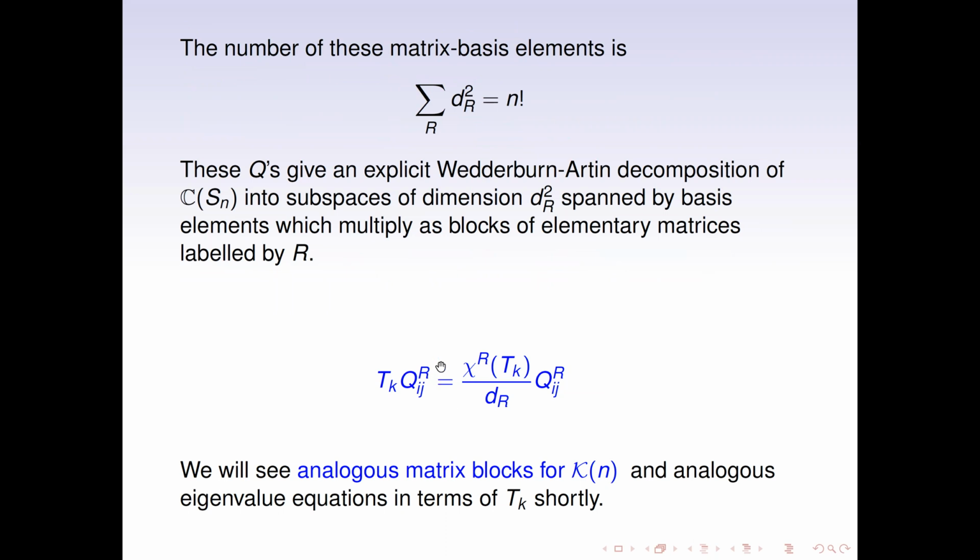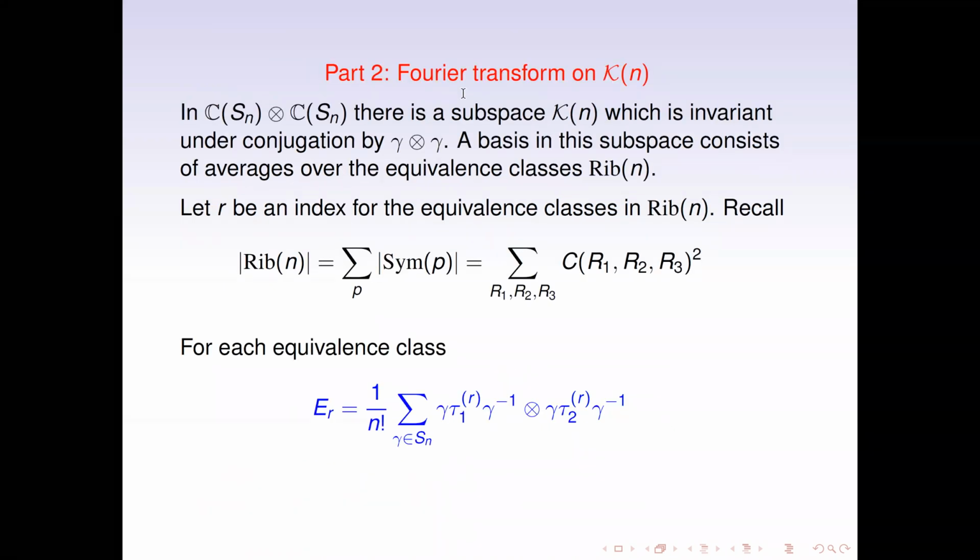If you take these Q's, basis elements of C of Sn labeled by Young diagrams, and you apply the TKs, you get these normalized characters. So to identify a given Young diagram, you just need to act with the TKs and find the eigenspaces. This will be useful when I go to K of n, the Fourier transform on K of n.